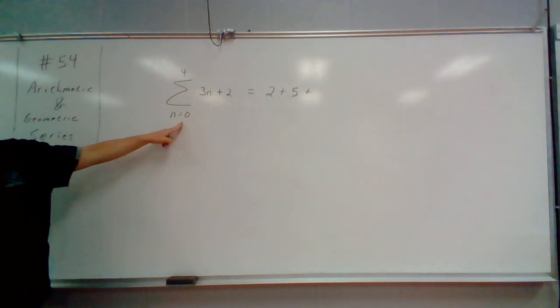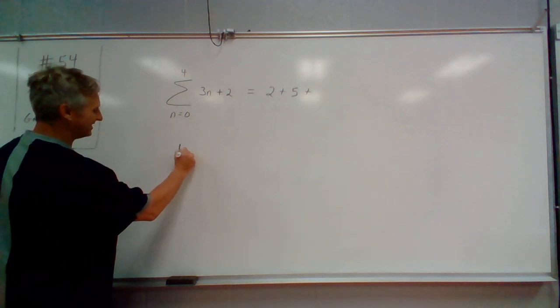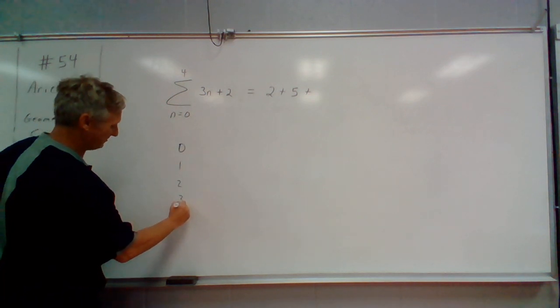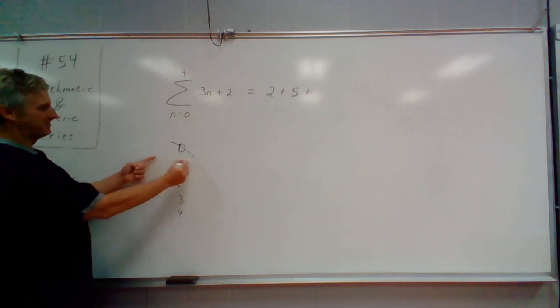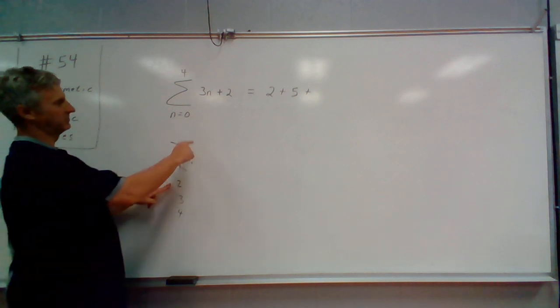Now n is going to be 3. No, sorry, n is going to be 2 now. I better make a list or I'm going to get messed up. So I'll start with 0, 1, 2, 3, 4. So I've done 0 and I've done 1. Okay, so now n is going to be 2. Okay, so I'm going to put a 2 in.